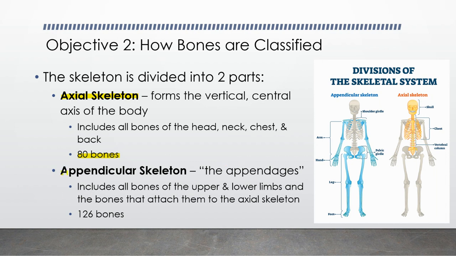And then the other division is the appendicular skeleton. Think of this as your appendages. This is going to be your arms and your legs, as well as the girdles, which are the attachment locations where they attach to the axial skeleton. In the appendicular skeleton, there are 126 bones, and you can see all the different bones that are highlighted in blue there.